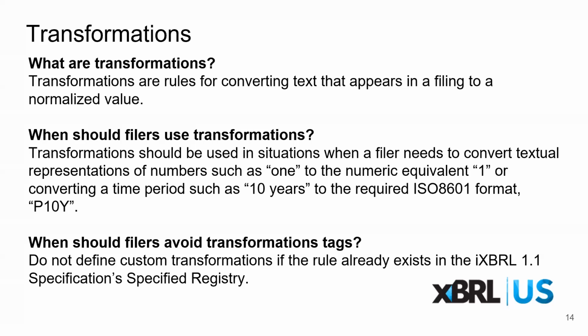So when should filers use transformations? Well, you're going to want to use transformations in any situation where you have textual data that needs to be conformed to something the SEC is expecting. So as an example, you might have a value like "one" spelled out, which needs to be converted to a numeric 1. Well, there's a transformation that can handle that on the back end. You might also need to transform a period of time, such as 10 years, into an ISO duration format, such as P10Y, for duration elements in XBRL. And transformations can definitely do that for you.